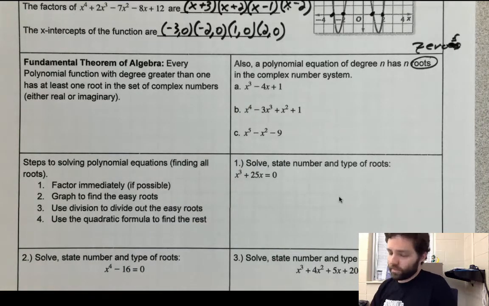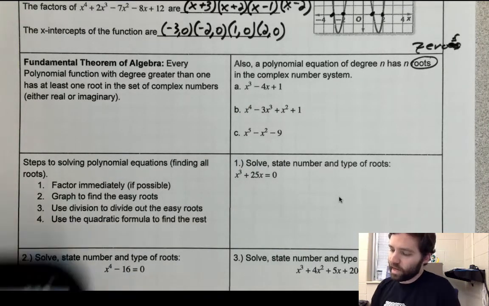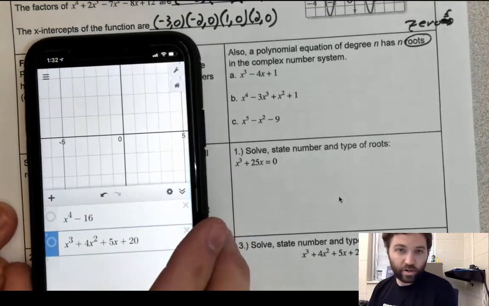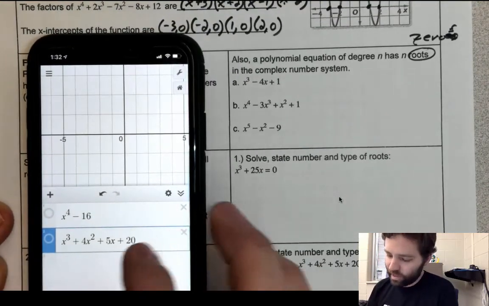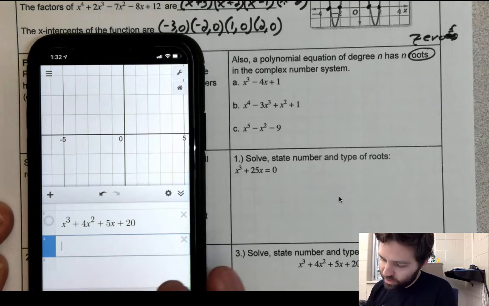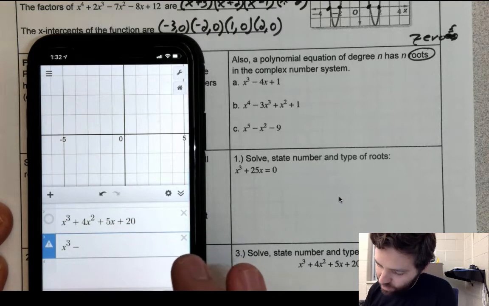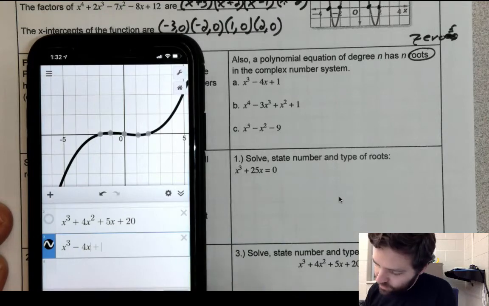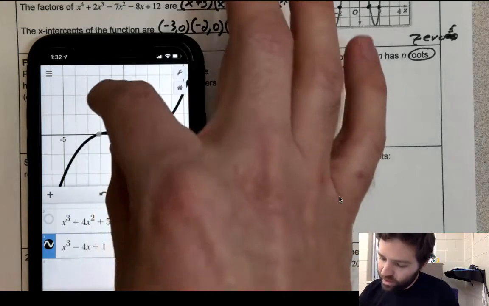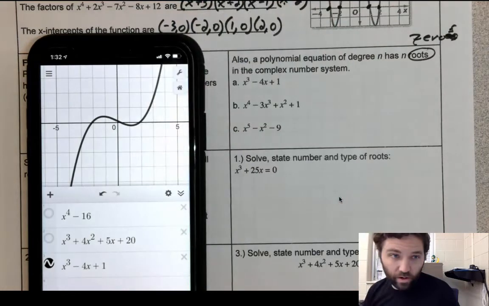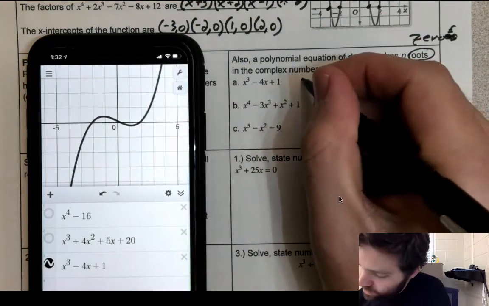Okay, so we're going to use the graph to figure out how many real and imaginary solutions there are. That's what this question is supposed to have asked you. So let's graph real quick, x cubed minus 4x plus 1. And you can do this too. x cubed minus 4x plus 1. Graph it, and you can see here that there are 3 real zeros.